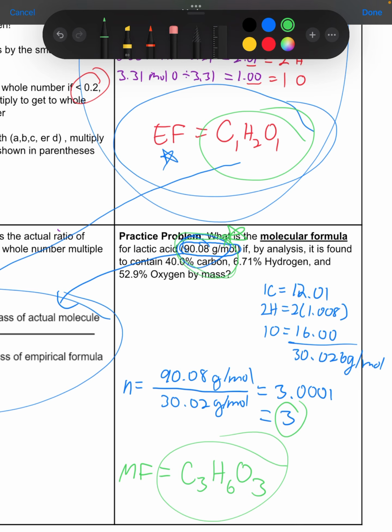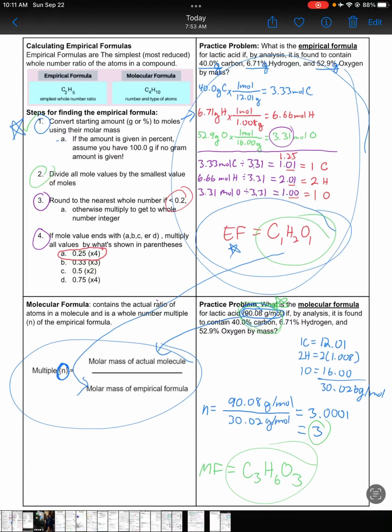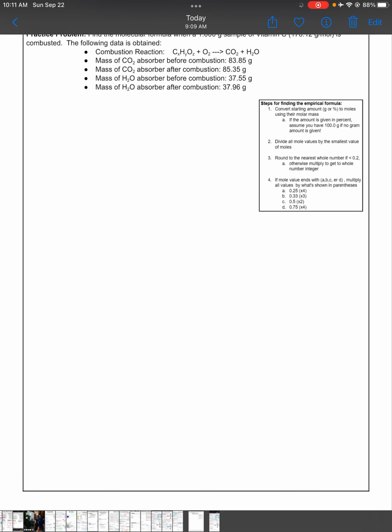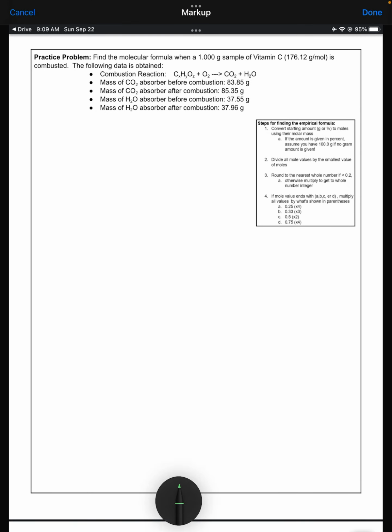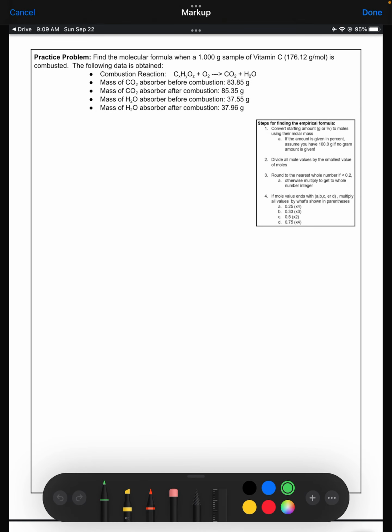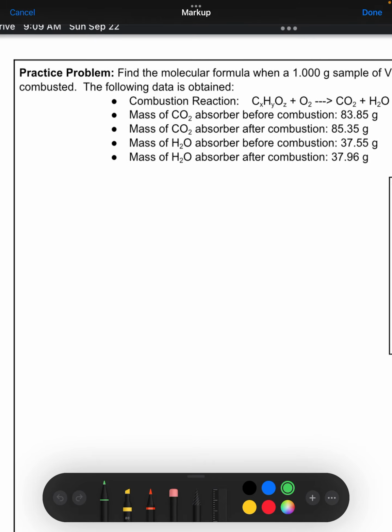Okay, now we're going to move on to the challenge problem. The challenge problem is a little bit intense, I'm not going to lie to you, but it's another form of analysis that you could find an actual scientist doing in a lab. So I just want you to realize, if this confuses you, this is meant to be a challenge.